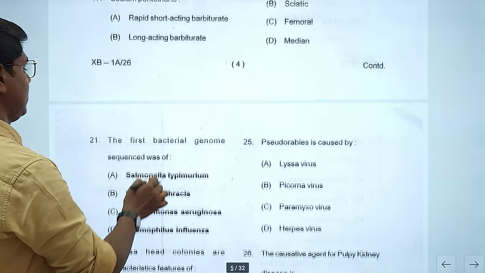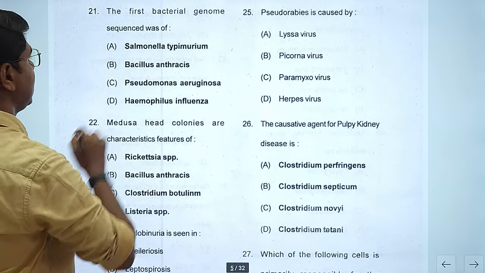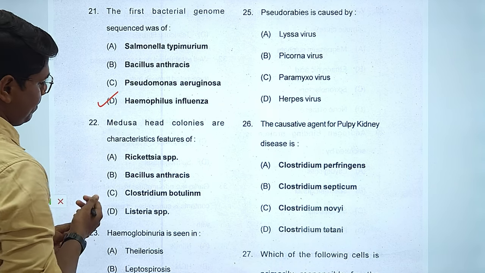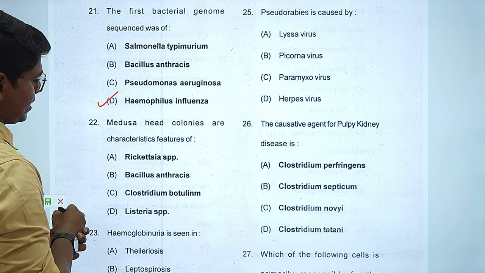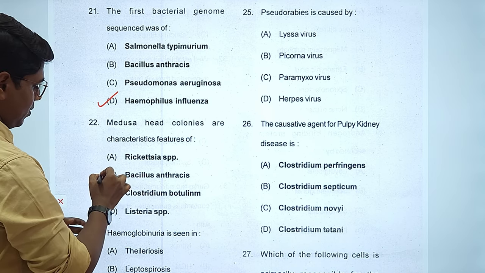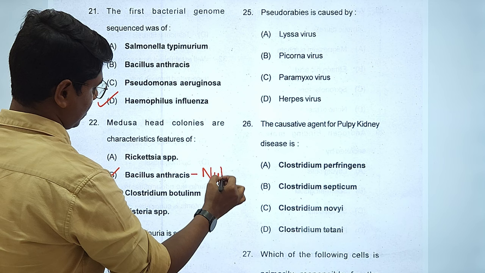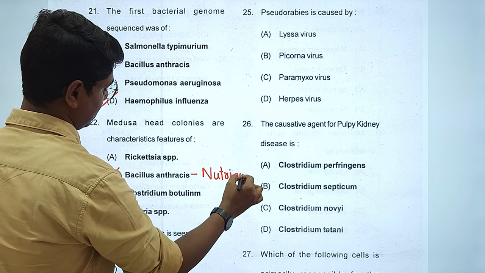Next question 21. The first bacterial genome sequenced was Haemophilus influenzae. Medusa head colonies are a characteristic feature of, you know it, a very common question, Bacillus anthracis. It is produced in nutrient agar.